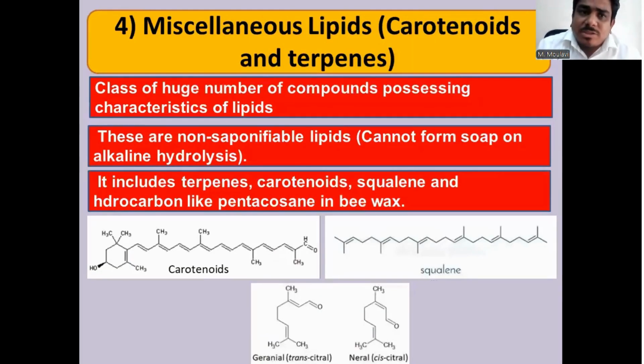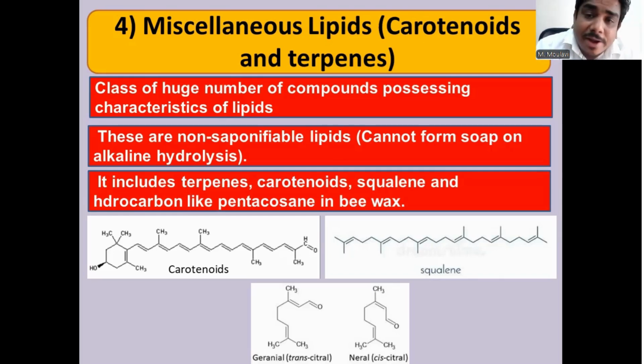The last type of lipid is the miscellaneous lipids. The carotenoids and the terpenes are included in the miscellaneous lipids, and these are non-saponifiable lipids. These are a class of a huge number of compounds possessing the characteristics of lipids, meaning they are insoluble in water but soluble in non-polar organic solvents. These are non-saponifiable lipids, meaning they cannot produce soap upon alkaline hydrolysis. It includes the terpenes, carotenoids, squalene, or hydrocarbons like pentacosane in beeswax.